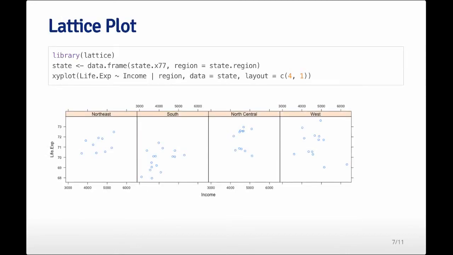So here's a basic lattice plot. I use some data from the lattice package, and I basically plot life expectancy, so the average life expectancy in a state, versus the average per capita income in that state. This is data from the late 60s, early 70s. And then I condition on the region of the country that the state is in. So the country is divided into 4 regions. And you can look at the relationship between income and life expectancy by state across states by region.